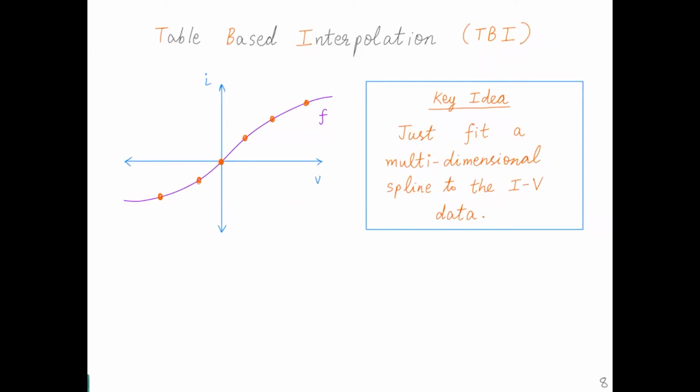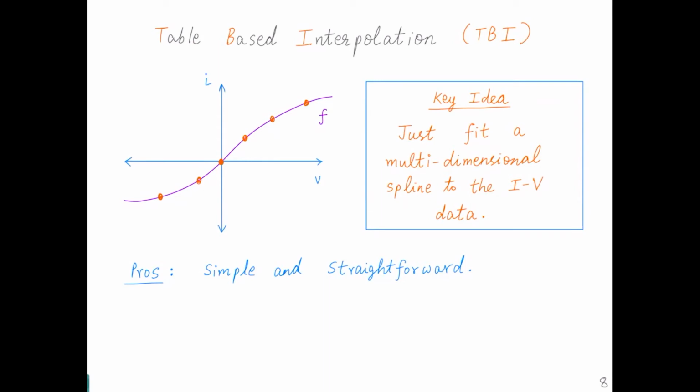Table-based interpolation is something we are all familiar with. You have this data. Here, for example, I have V, the voltage, on the x-axis, and the current on the y-axis. I have a bunch of data points that I have collected by measuring a device in a lab. Those are the orange points here. What I do is fit a multidimensional spline to this data to obtain a compact model for this particular device. The advantage of this method is that it's simple and straightforward. You just have to fit a spline to the data.